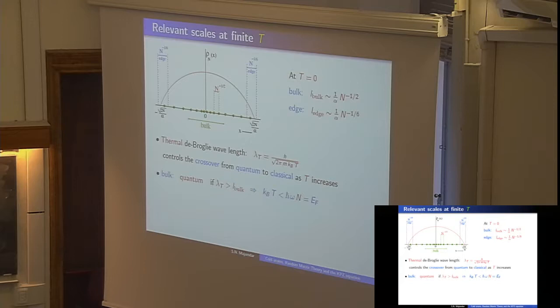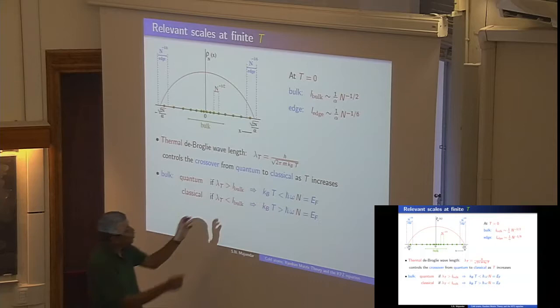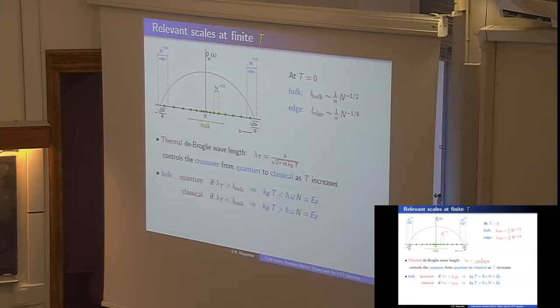Now, if you do it in the edge, and on the other hand, if lambda_T is less than this, that means temperature is bigger than this, then these will behave almost like classical particles. Okay? So it is quantum if temperature is less than the Fermi energy, and classical if temperature is bigger than the Fermi energy. And the Fermi energy is just proportional to n.